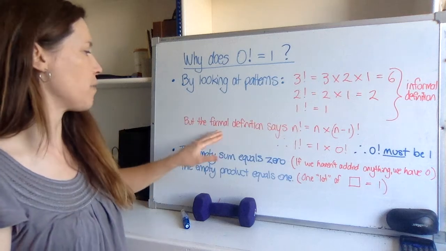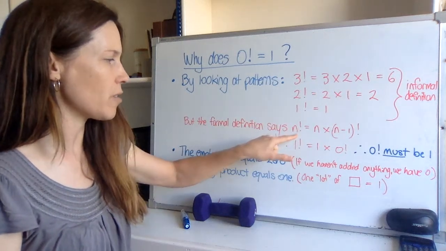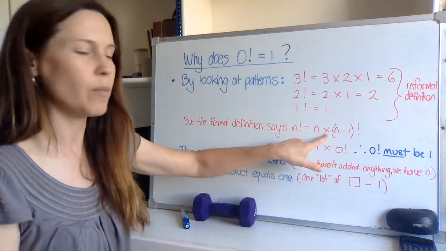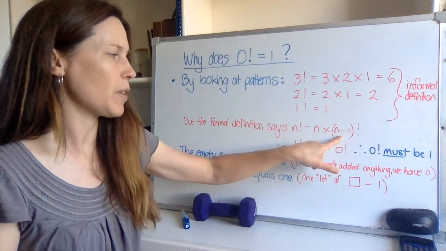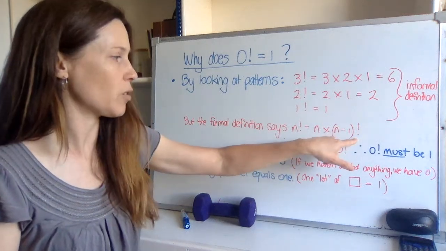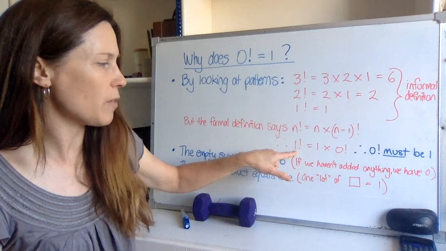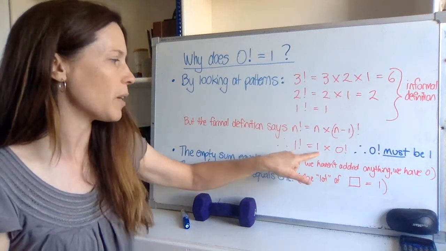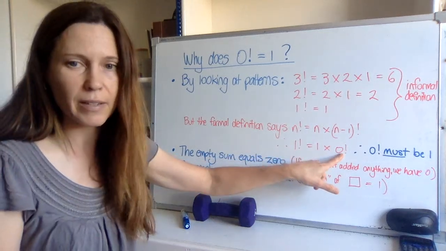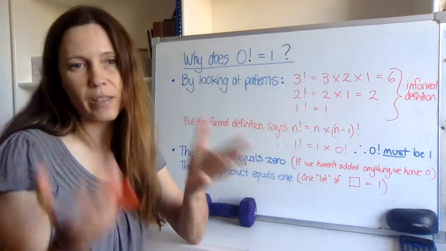But the formal definition actually says, look, n factorial is n multiplied by a number that's 1 smaller than n with a factorial on it. And that means that 1 factorial by rights should be 1 multiplied by 0 factorial. Now, that's the formal definition.